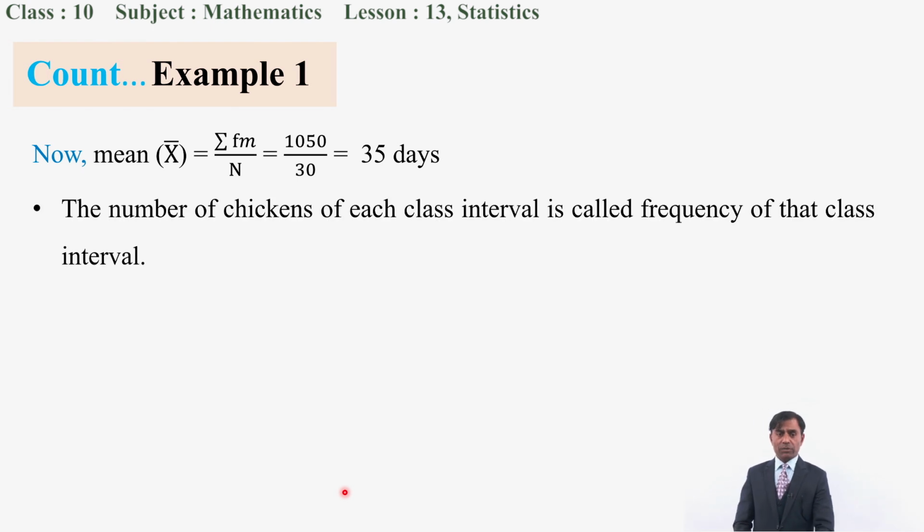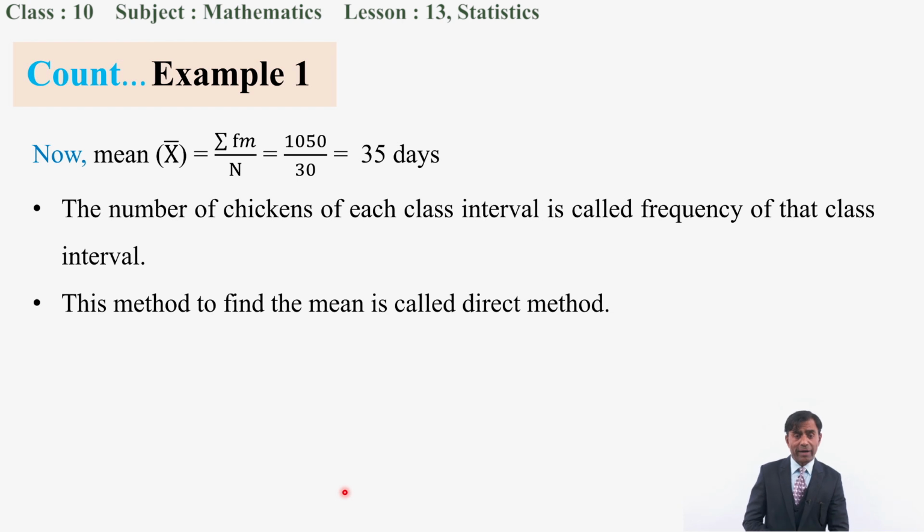Okay, after this, the number of chickens of each class interval is called the frequency of that class interval. Do you know what frequency represents? Frequency means the number of chickens of each class interval, that is called the frequency.